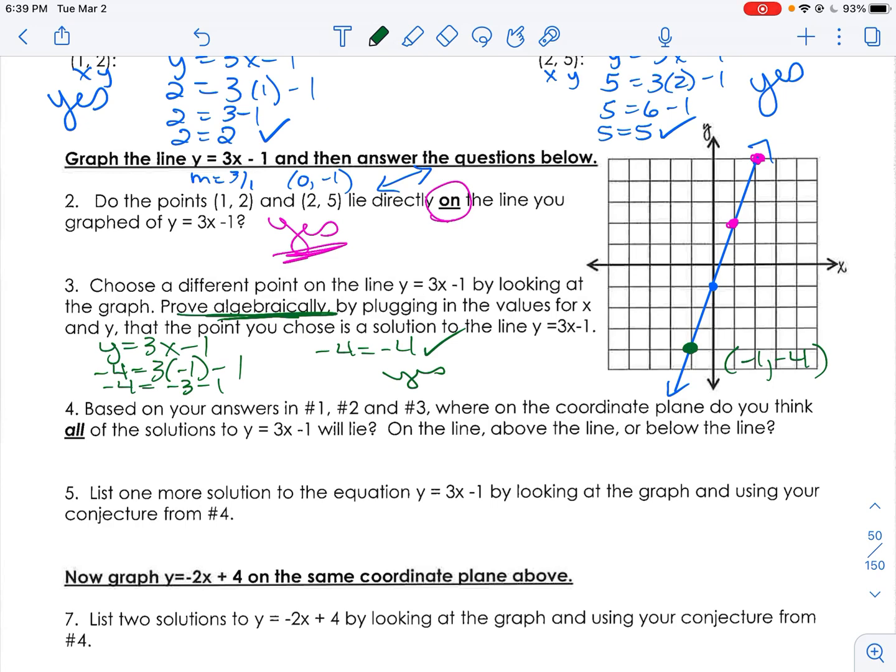Based on your answers from number 1, number 2, number 3, where on the coordinate plane do you think all solutions will be? Will it be on the line? Will it be above the line or below the line? It will be on the line. Okay? The solutions will be on the line. List one more solution. The only one that we can see that's a solution that we didn't try out is 0, negative 1.